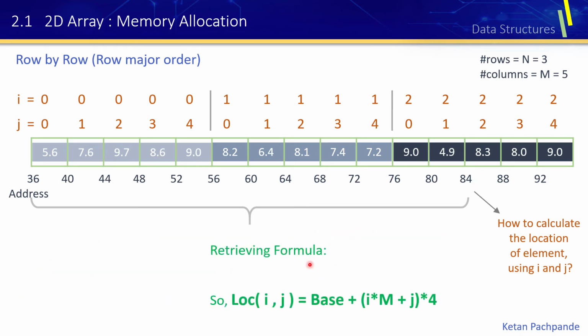This formula is called the retrieving formula. Why is it called the retrieving formula? Because from the user's point of view, if I provide any value of i and j, it is going to give me the location of that element in the memory. And once you get the location of that element in memory, you can access that element either for reading or writing.